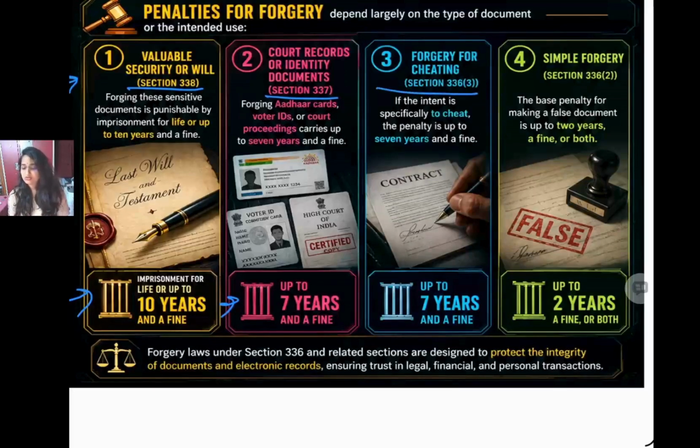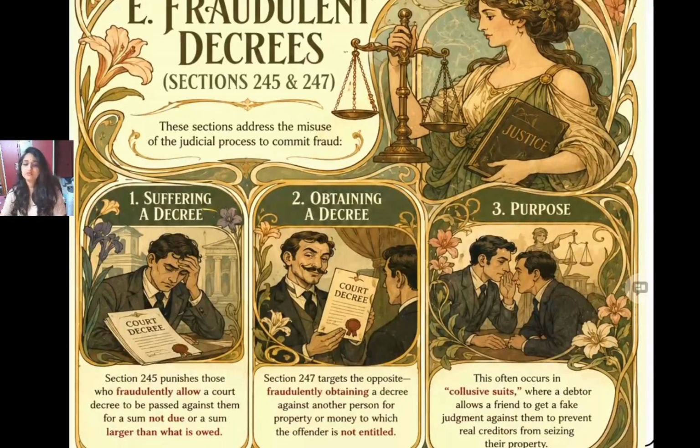And Section 336, subsection 3 provides for forgery for the purpose of cheating. If the intent is specifically to cheat, the penalty is up to 7 years or a fine or both. And simple forgery is punishable under Section 336, subsection 2. The base penalty for making a false document is up to 2 years of imprisonment or a fine or both. Okay. Next main thing is fraudulent decrees.